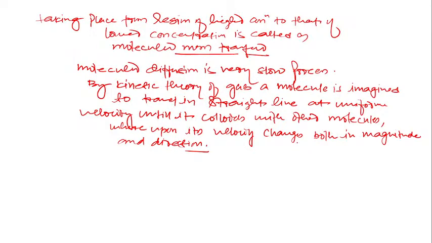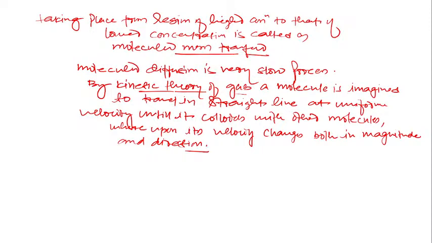So the kinetic theory says the molecule is imagined to travel in a straight line at uniform velocity until it collides, and once it collides with other molecules, its velocity changes in both magnitude and direction. And since the molecules change their velocity both in magnitude and direction, the average distance the molecules travel between collisions is the mean free path. What do you mean by mean free path? The average distance which a molecule travels between two successive collisions is called the mean free path. And you know very well the mean free path is strongly dependent upon temperature and pressure.